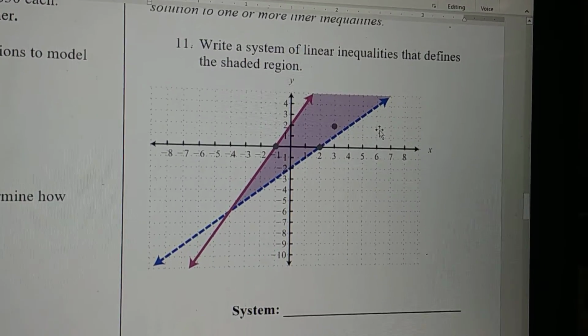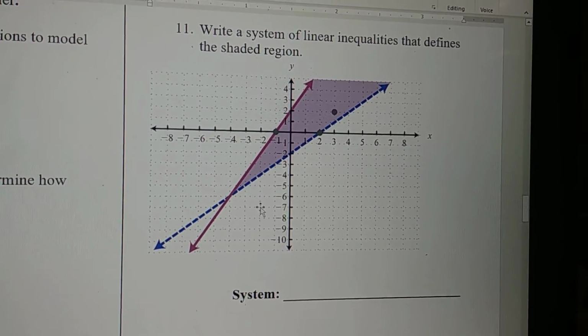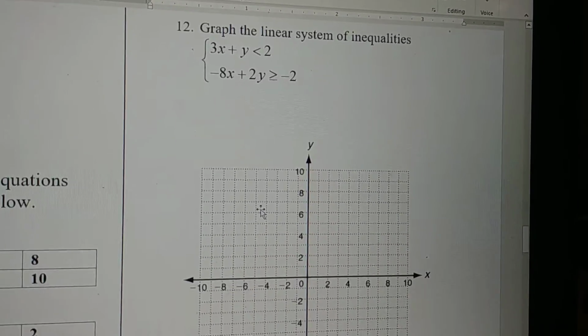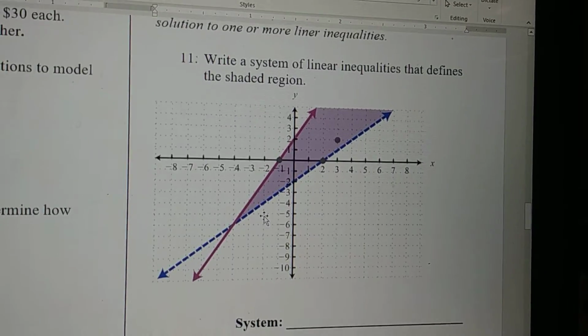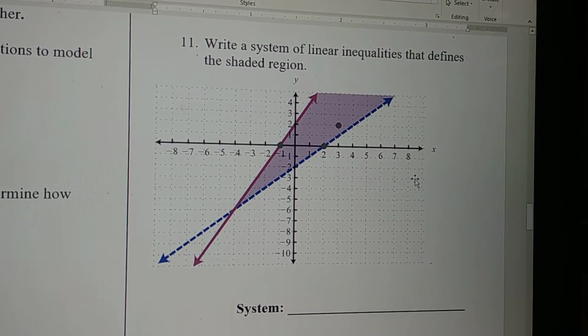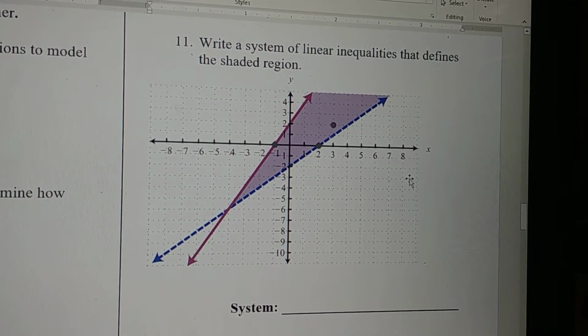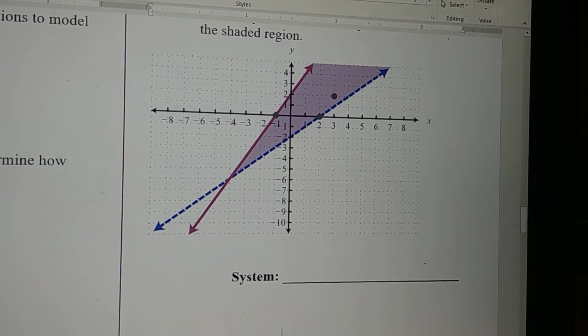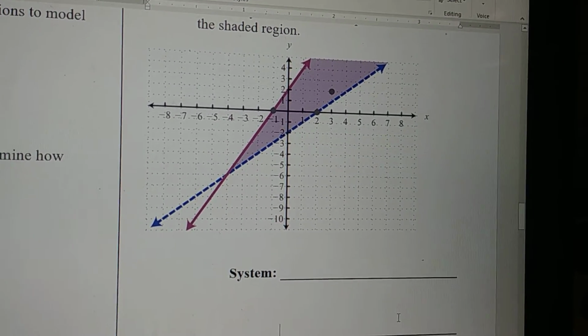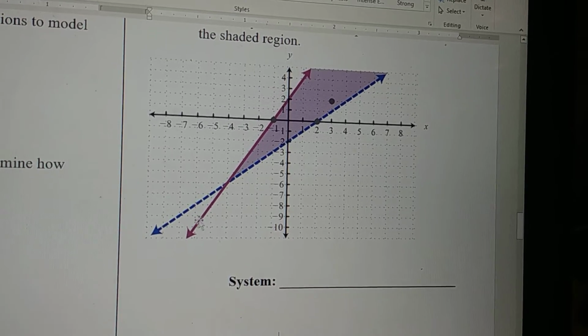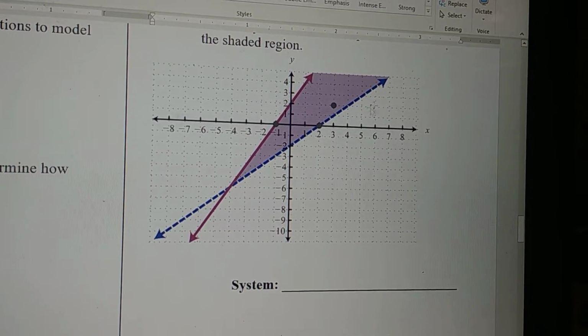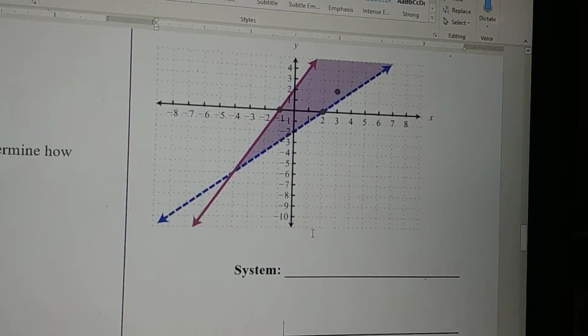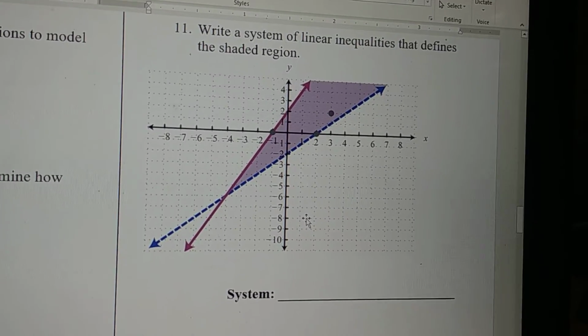So I'm going to show you how to graph linear inequalities. Well, on number 12, how to graph them, and in number 11, how to determine what the inequalities are. And we need 2 for each. So we need one inequality and then a second inequality. We're going to get each one of those using, again, the lines that are given to us. So let's begin with number 11.